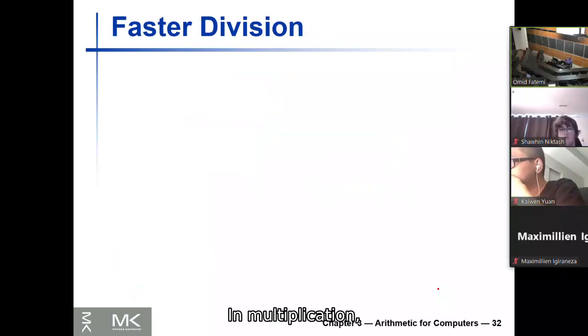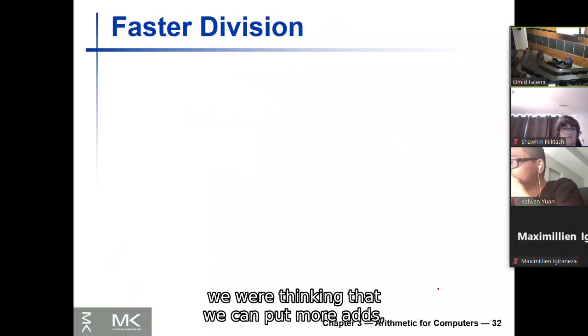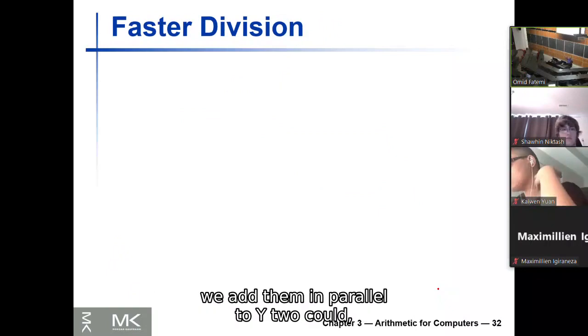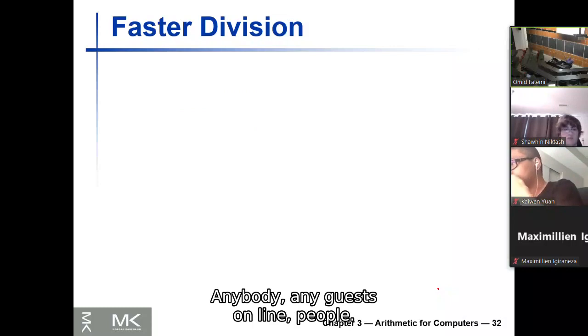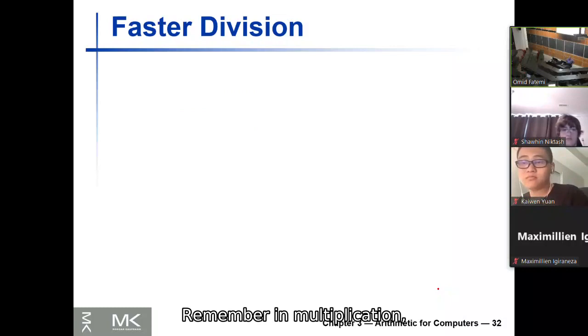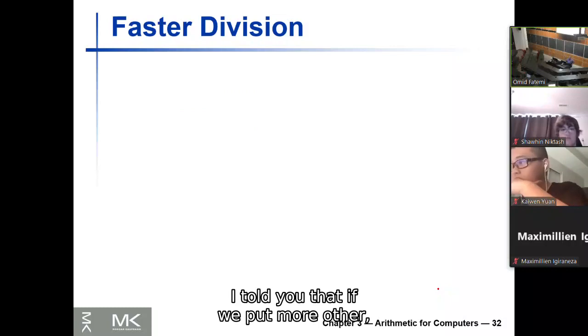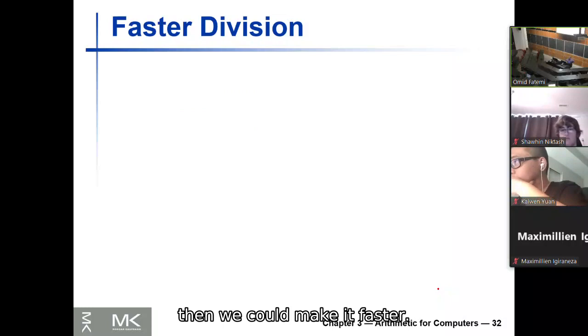In multiplication, we were thinking that we can put more adders, so we add them in parallel, 2 by 2. Could we do that? Could we do the same in division? Anybody? Any guess? Online people. Remember, in multiplication, I told you that if we put more adders, then we could make it faster. We can do it in parallel.